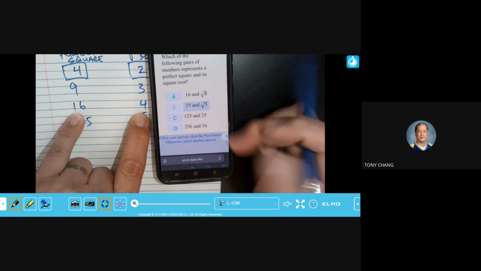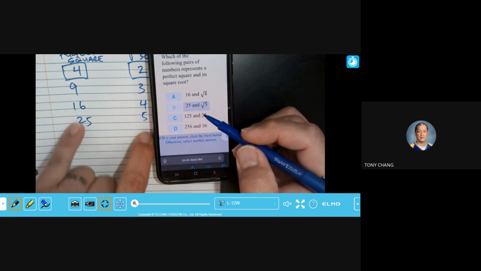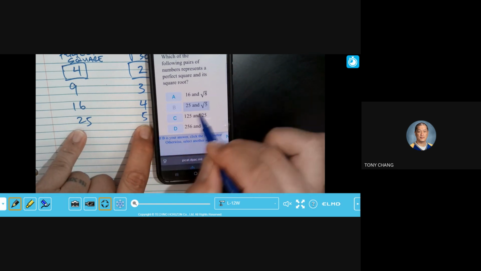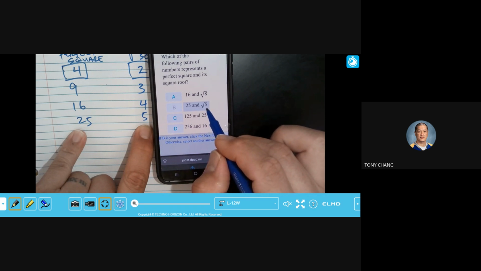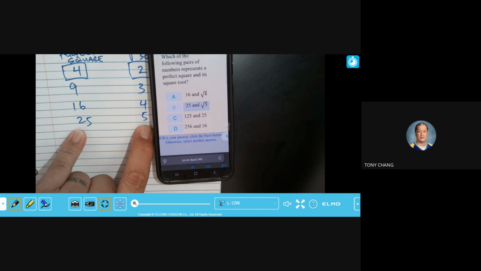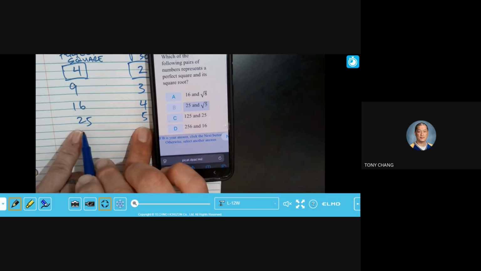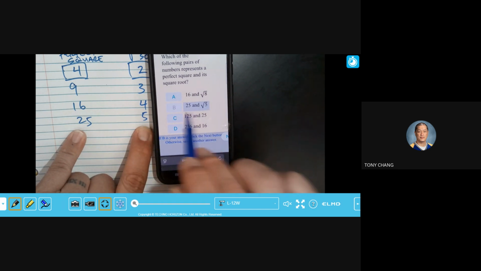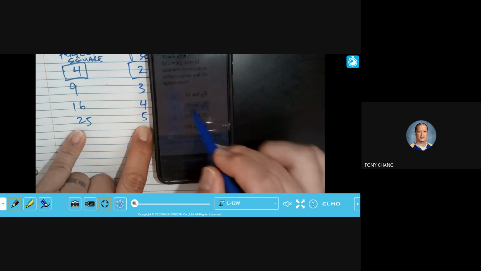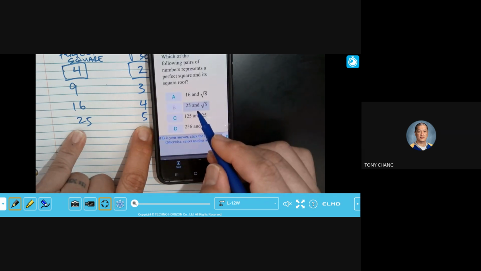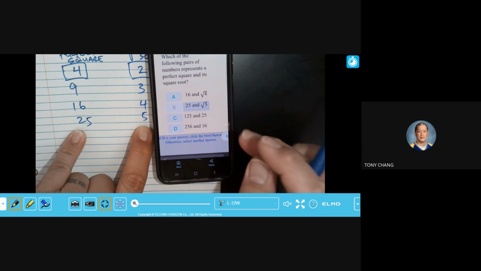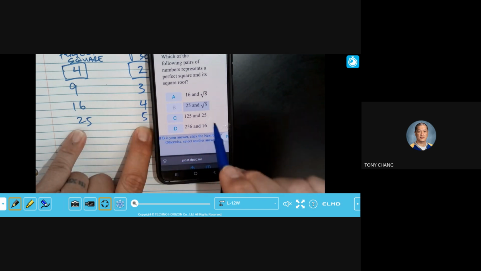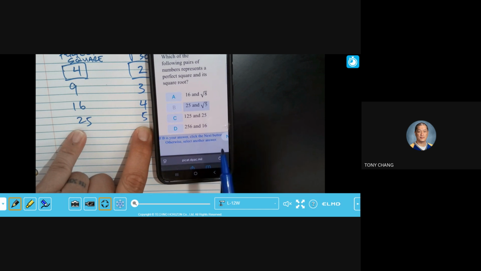Okay, and B, 25 should be 5. This one's a little tricky. 5 is different than the square root of 5. The square root of 5 is 2 point something. So the square root of 25 is 5, not the square root of 5. Okay, so that one's a little tricky. This question right here is there to keep people off. So 25, the square root is 5. That's not the right answer.